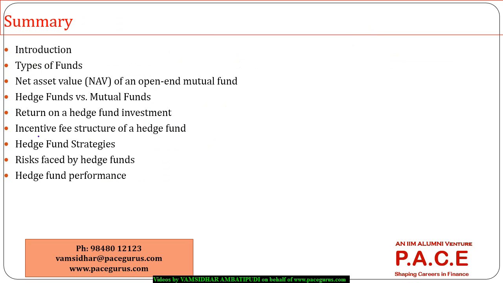So these are some of the important aspects which I thought I should cover as a part of this session. We have spent a good amount of time trying to understand all these aspects: types of funds, NAVs of mutual funds, hedge fund versus mutual fund, return on hedge fund investment, all these typical topics. I hope you got a good understanding of these different aspects associated with mutual funds and hedge funds.